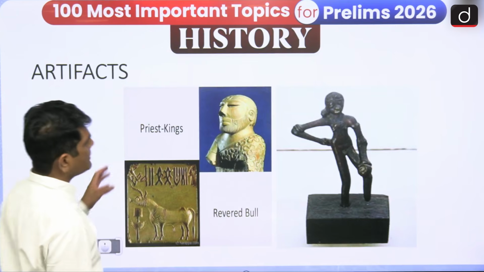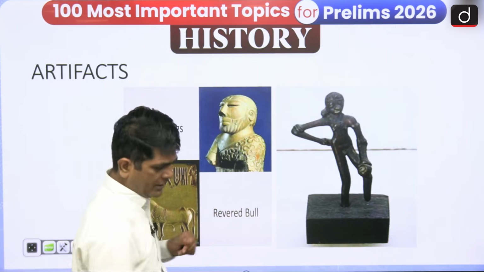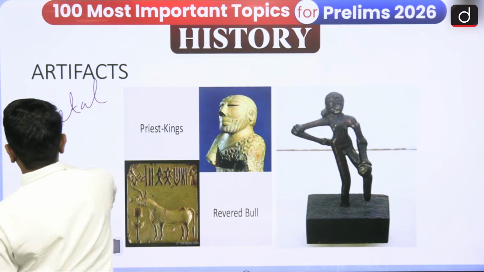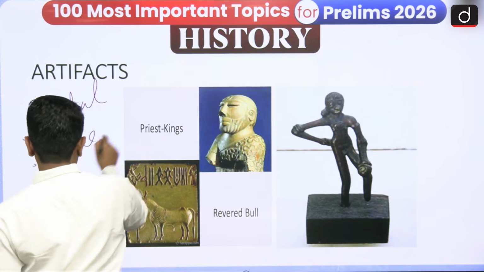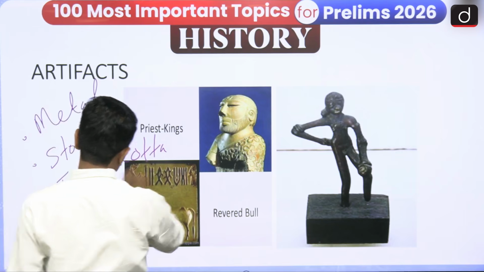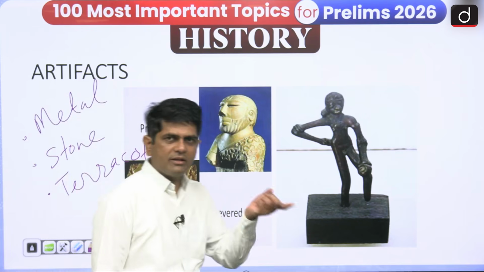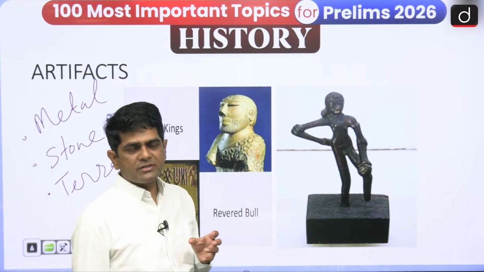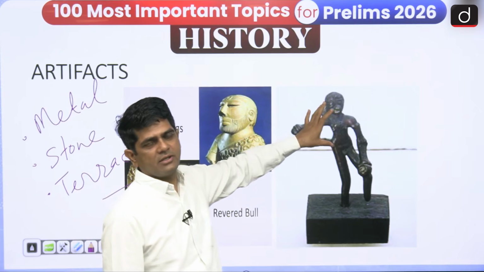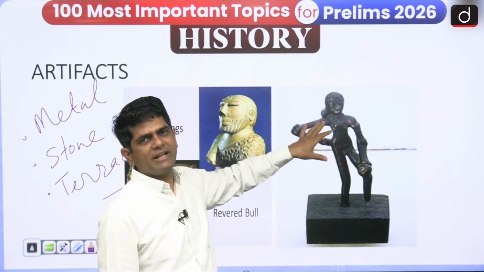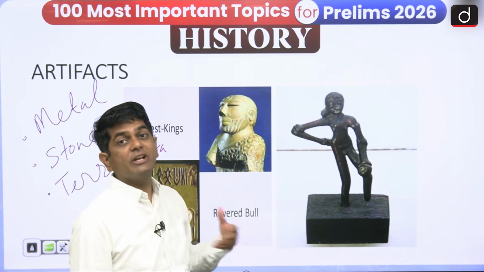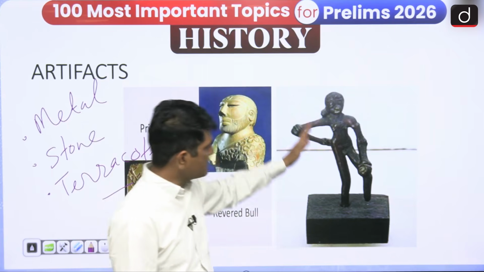Then about the sculptures. Harappans made sculptures of metal, of stone, and also of terracotta. In metal, they made figurines of copper and bronze, and the most famous metal sculpture of the Harappan civilization is the bronze dancing girl, discovered from which city? Answer is Mohenjo-daro.